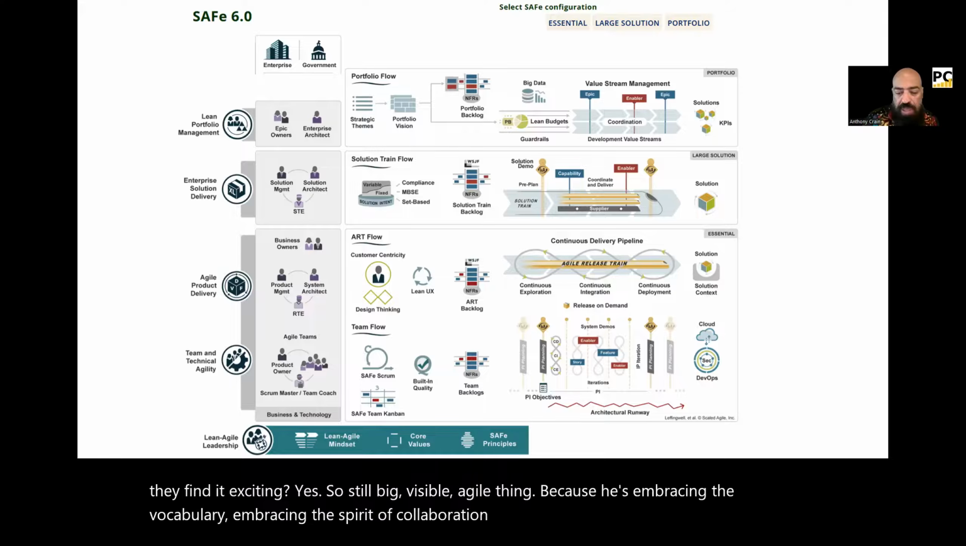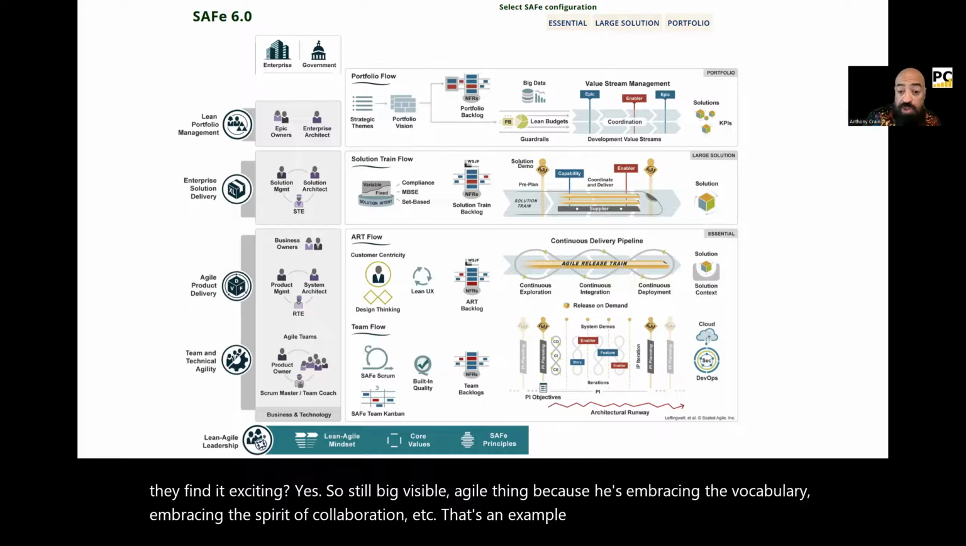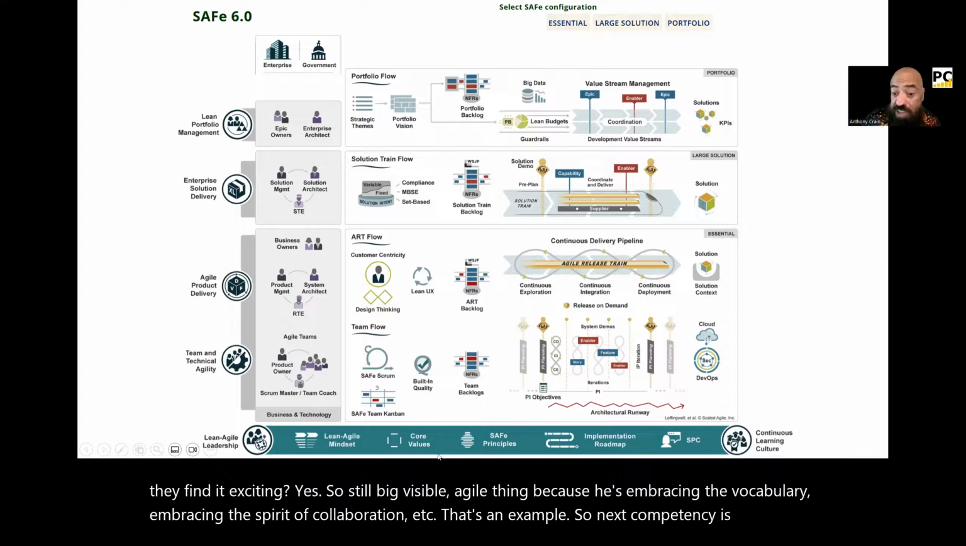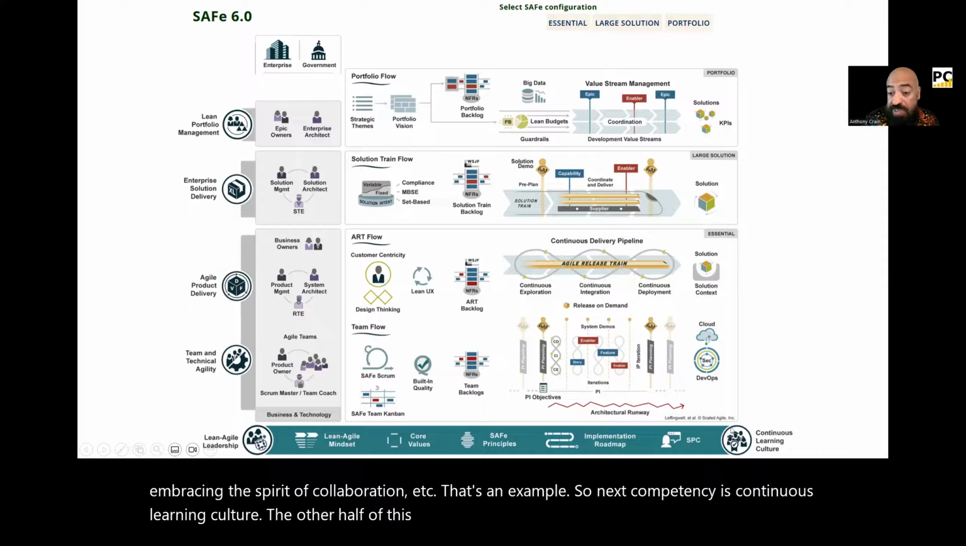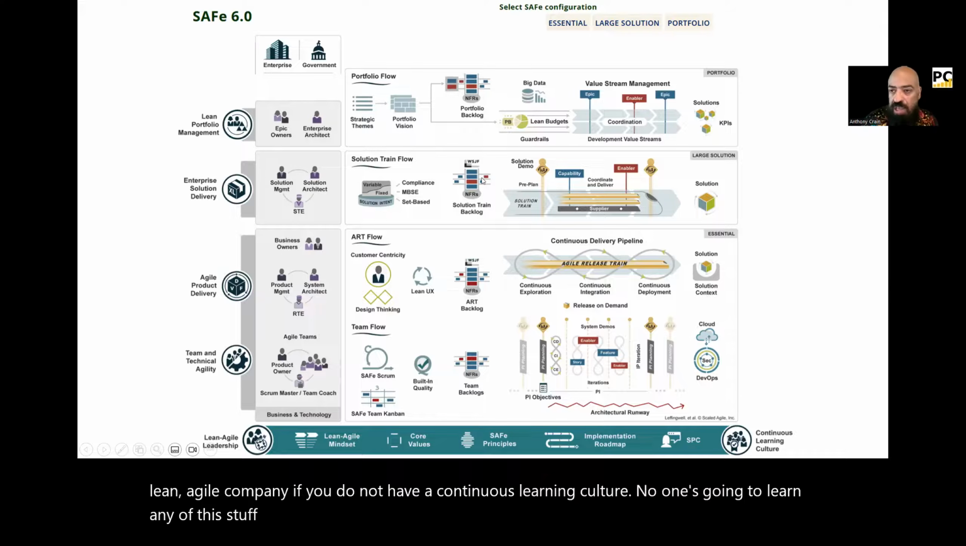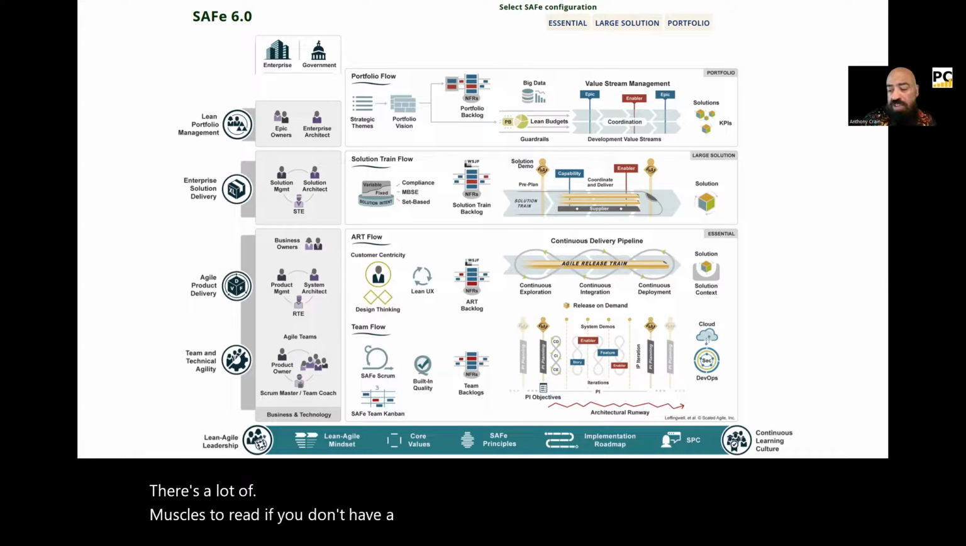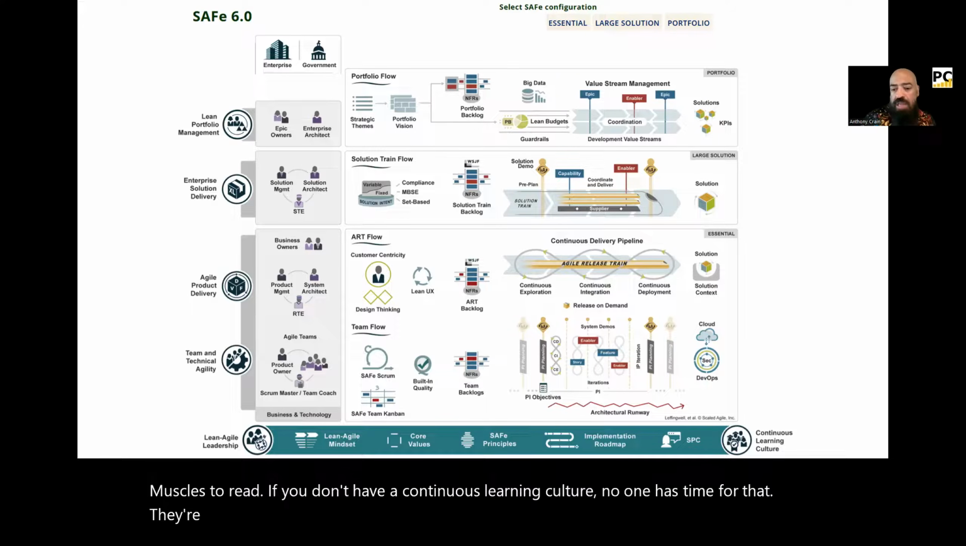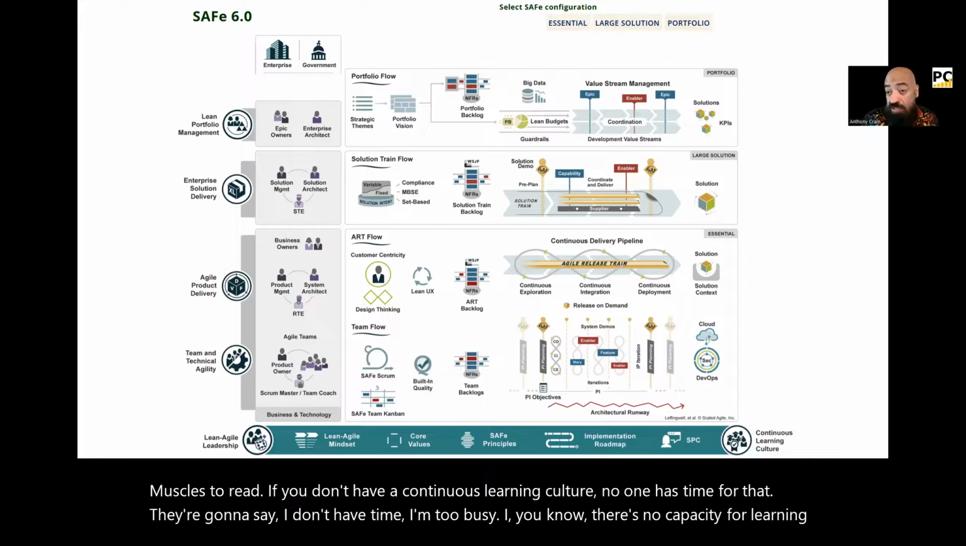That's an example. So next competency is continuous learning culture. The other half of this foundational layer down here. You cannot become a lean, agile company if you do not have a continuous learning culture. No one's going to learn any of this stuff. There's a lot of learning to be done. There's a lot of training classes available. There's a lot of articles to read. If you don't have a continuous learning culture, no one has time for that. They're going to say, I don't have time. I'm too busy. There's no capacity for learning. And that's not an organization that's going to achieve business agility.